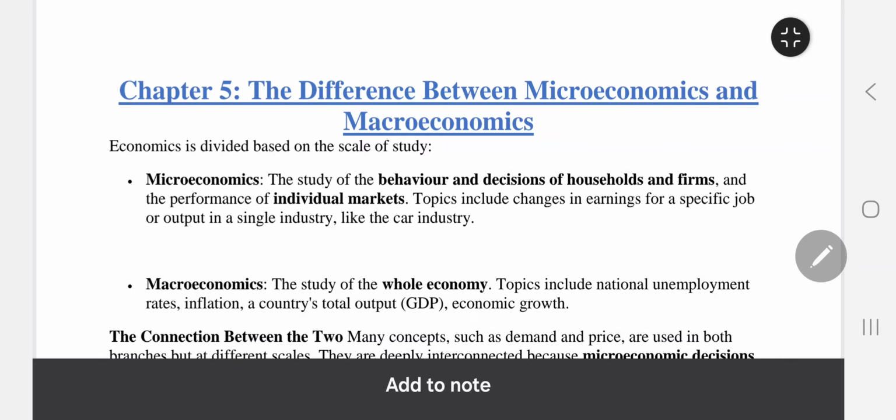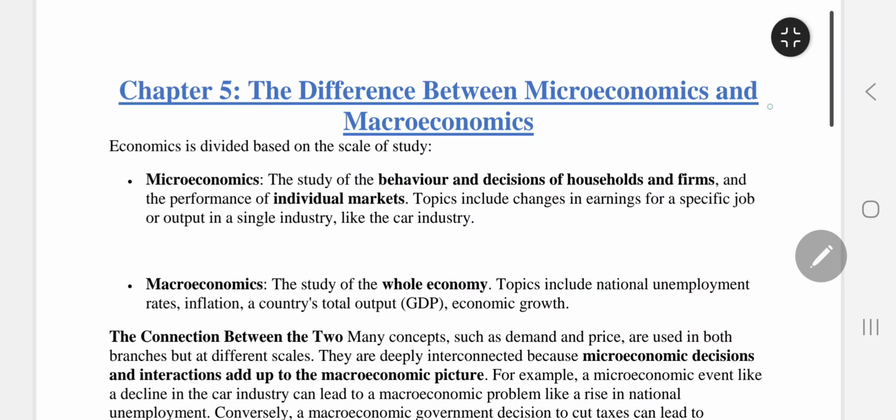I'm going to try to keep this video short because it's very brief. I'm going to take you through chapter 5. What we want to do here is think about the difference between microeconomics and macroeconomics. In IGCSE economics, we divide it into microeconomics and macroeconomics, and you're going to see why we do that.